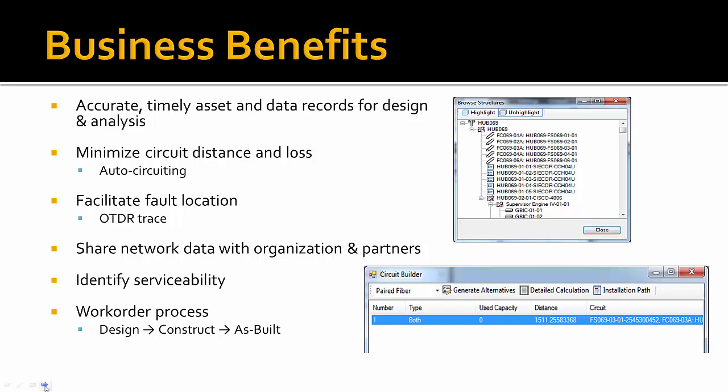Another tool that's in there is an OTDR trace, which is really great for facilitating fault location. So you can put fault OTDR readings on an access point, and it will trace, including slack length, up to the point where the break might have occurred, which facilitates digging to try to fix the problem. As I said, it's a totally open database, so you can share network data with your own organization and potentially with partners who might be doing third-party construction or digging or other things.